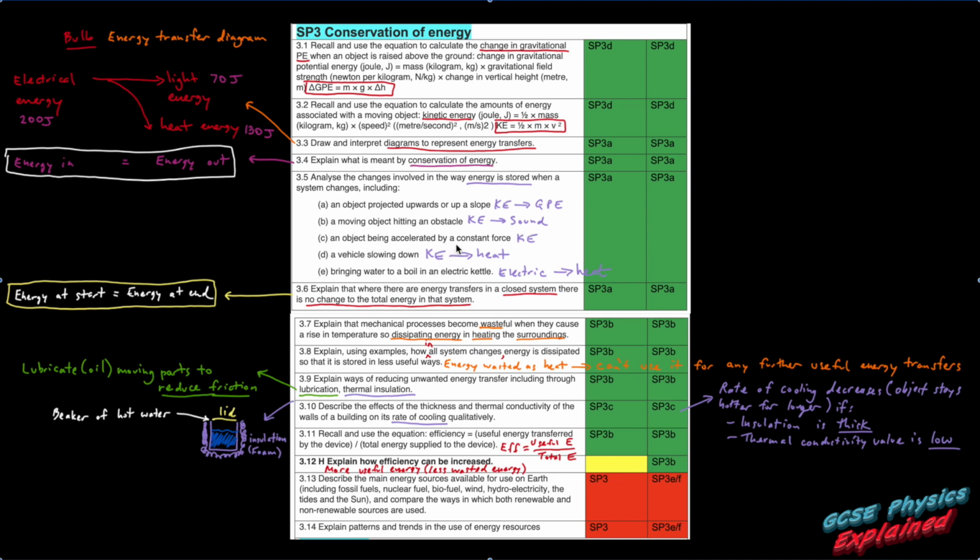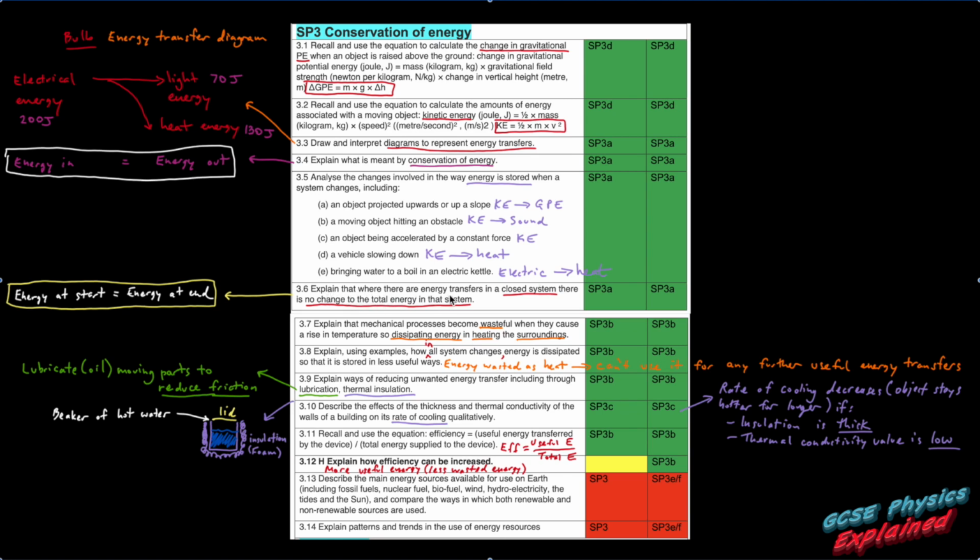An object being accelerated by a constant force, well, if it's moving, it's gaining kinetic energy. A vehicle slowing down, well, the kinetic energy that is stored would turn into a store of heat energy instead. Bringing water to a boil in an electrical kettle. So that's obviously electric energy getting turned into heat energy. And that's exactly how I would write it in the exam, and you don't need to waffle on. Just say the energy, do a little arrow, and it shows what the energy is turned into.